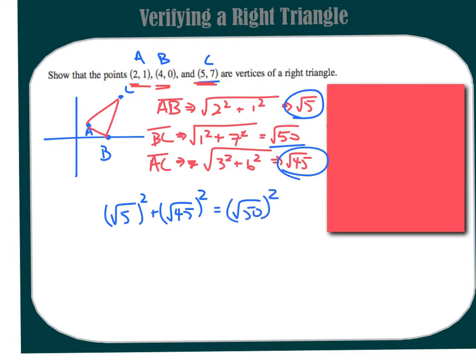Now, when I square a square root, those are inverse operations, so they cancel. So now I have 5 plus 45 is equal to 50. And is that true? Yeah. So what did we just prove by that? That's a right triangle. Exactly. So, do these make a right triangle? Yes.